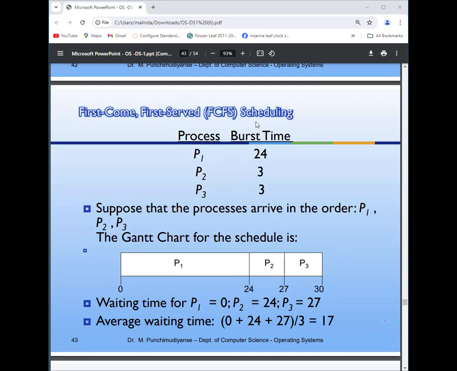So remember that when you are asked to draw the Gantt chart, you only have to draw the Gantt chart. You don't need to do other calculations. Sometimes at the examination, to save time for the students, I have only asked to draw the Gantt chart.